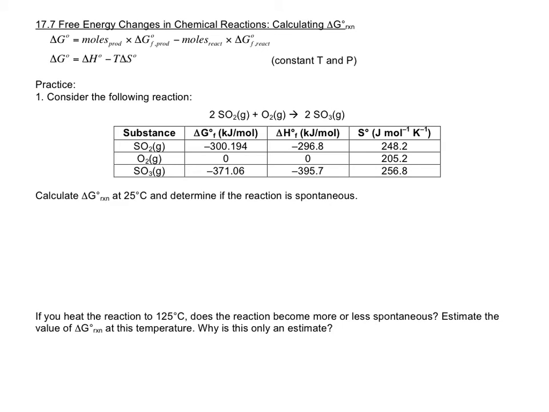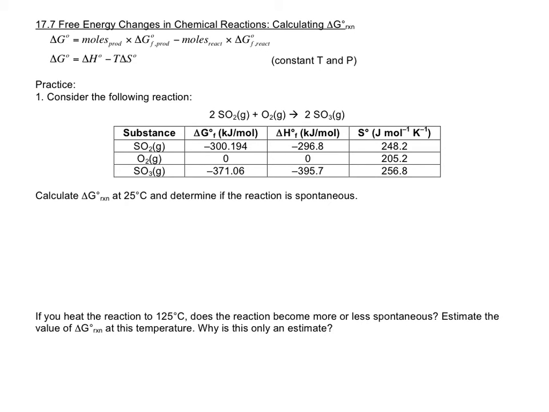Now we're going to expand this method to delta G as well. So we can do the same thing. The moles of product times the delta G of product minus the moles of reactant times the delta G of reactant will give us the delta G for a reaction as well. So if we consider the reaction that's given here, 2SO2 plus O2 yields 2SO3, given all of the data that's here in this table, we can calculate the delta G of reaction at 25 degrees. So all of these values here are standard, which means they're at 25 degrees. So that's how we would calculate the very first one.